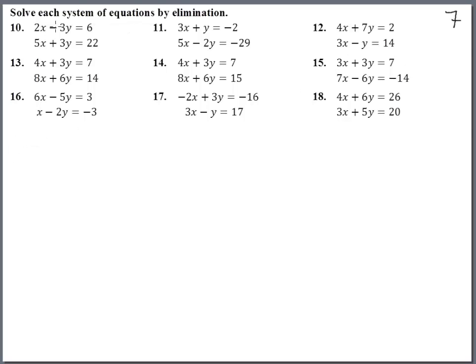Here we are at page 7. We're going to do the solutions from 10 to 18. Here we're told to solve each system of equations by elimination this time, which means we're going to try to get rid of one of the variables, not by substituting in, but by adding them and watching them go away.